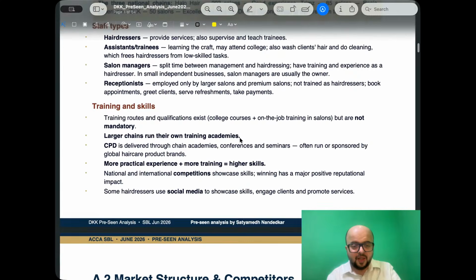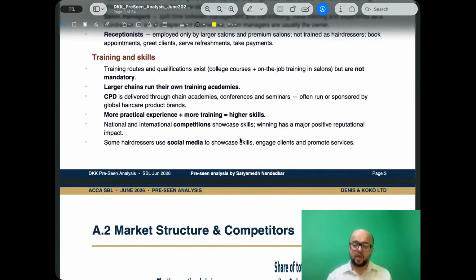Okay, so training routes and qualifications exist. Colleges plus on-the-job training in salons. They are not mandatory. If you get it done, it's great. Then larger chains run their own training academies where the staff is trained. They are given the right formal training before they are put on the job.